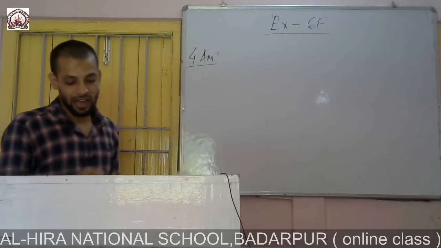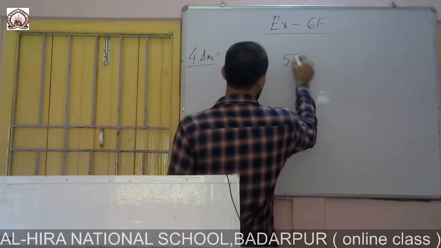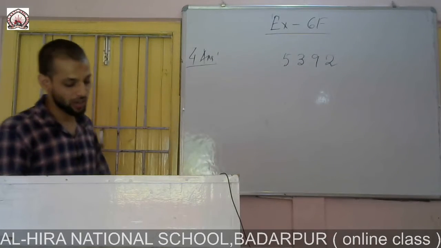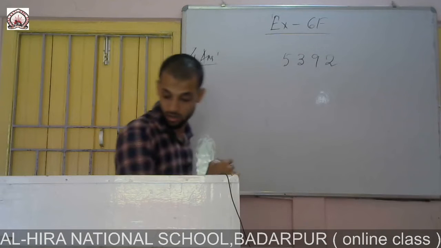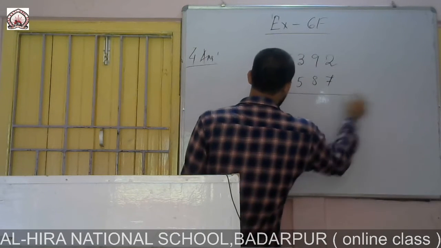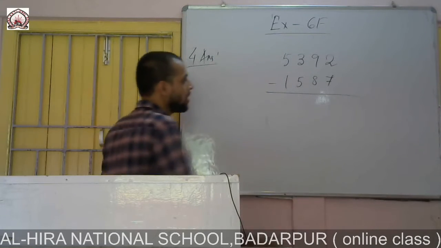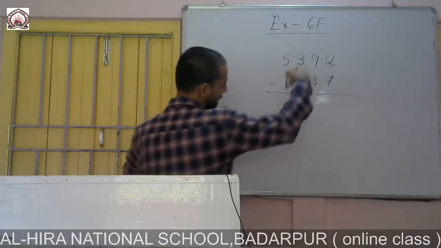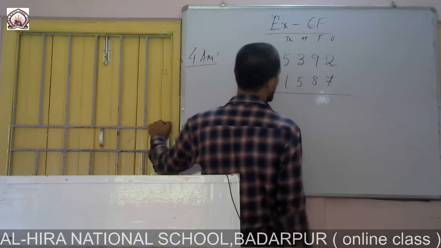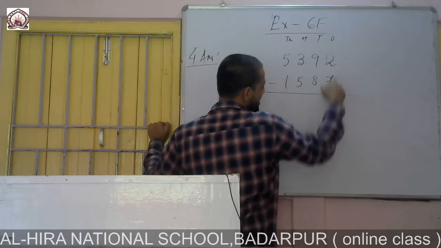So what do we have to do? After subtracting, we'll get the result. In the first week it sold 5392 eggs, and the second week it sold 1587 fewer eggs compared to the first week. Here we cannot subtract 7 from 2. We have to carry 1 from the tens place. If we carry 1 from the tens place, we will get 12. So 12 minus 7 equals 5.